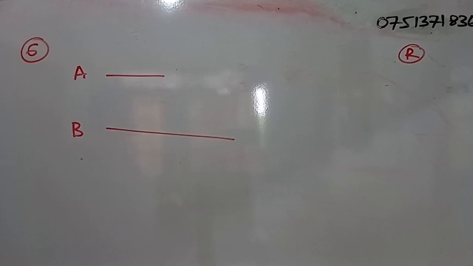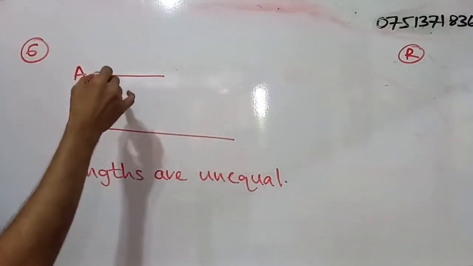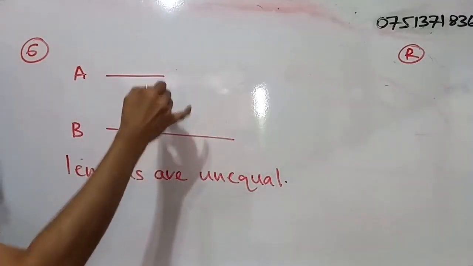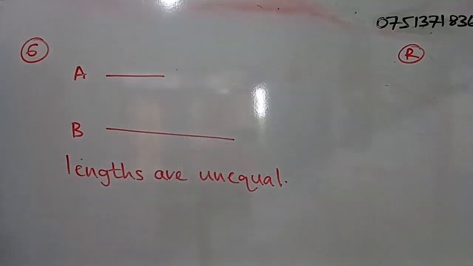So what will be the answer? The lengths are unequal. Why is that? The reason is the total length of A is not equal to the total length of B. Okay, question number 7.